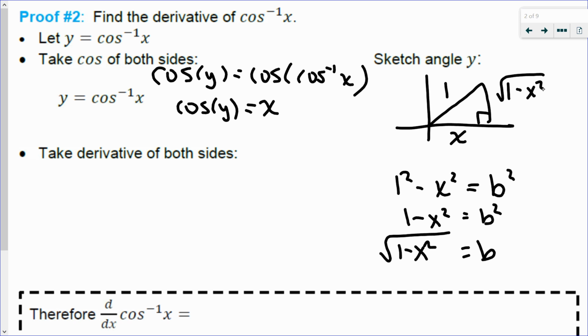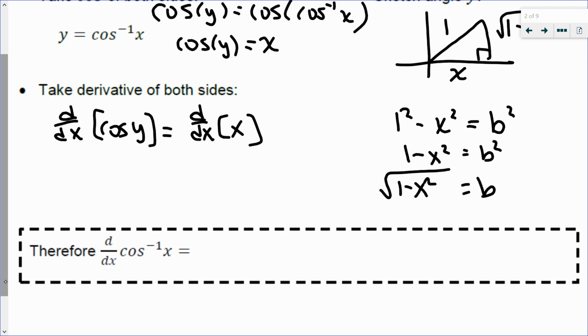Now that we've got our cos inverse gone, we have just cos of y. We can take the derivative of both sides with respect to x. So the derivative of cosine y is equal to the derivative of x.